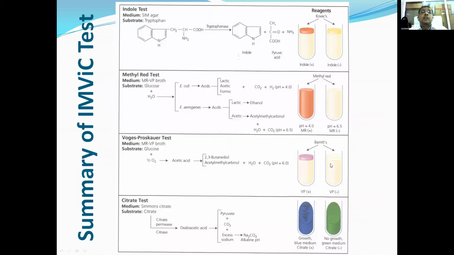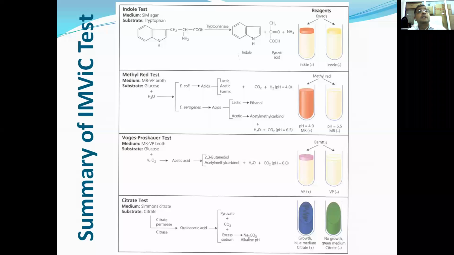This is just a summary of the IMViC test: how we can perform it, what media we are using, what substrate we are using, what reagent we have to add, and how the positive and negative result is observed. This is just a diagrammatic representation that will help you to remember for your exam.